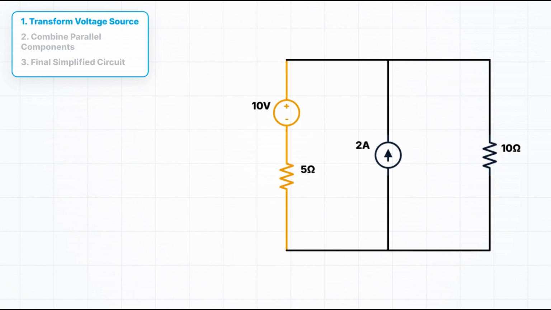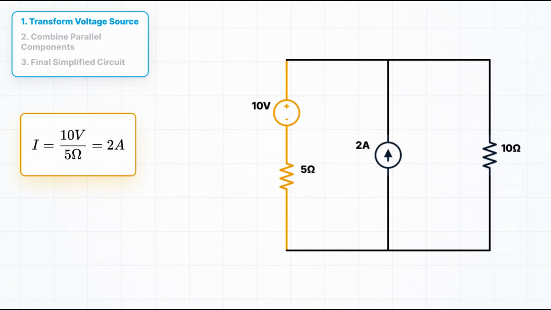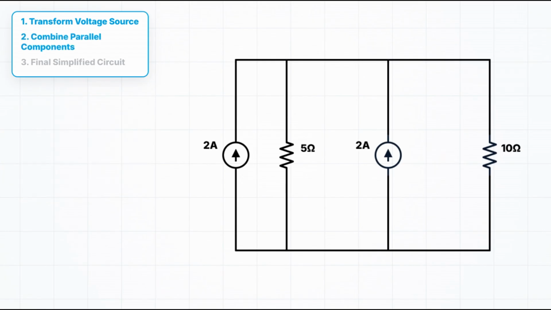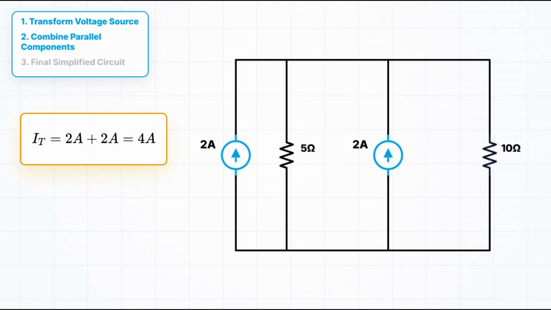Step 1. Transform the voltage source. Take that 10 volts and 5 ohms. 10 divided by 5 is 2, so it becomes a 2-amp source in parallel with the 5-ohm resistor. Step 2. Combine. Now look at the circuit. You have 2 current sources in parallel. If they both point up, you just add them. 2 amps plus 2 amps makes 4 amps.